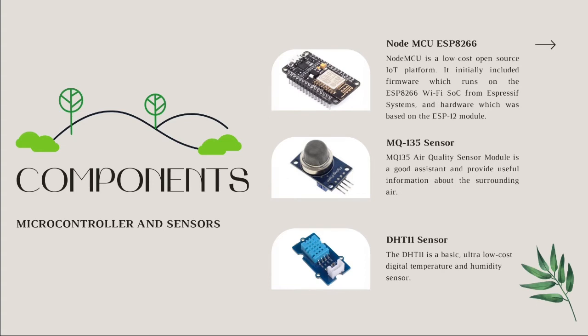So next is our sensor, which is the MQ135 sensor. The MQ135 sensor is an air quality sensor. It is a good assistant and provides useful information about the surrounding air. The unit we use for air quality for the sensor is ppm, which is parts per million.